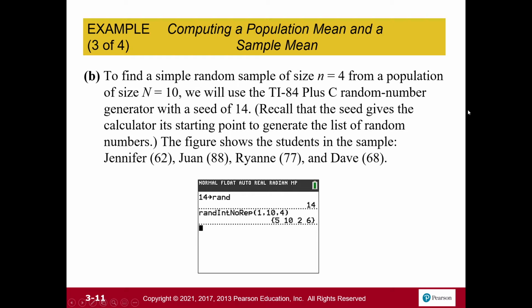Here's another way. Let's say we decided to find a simple random sample of size n=4 from a population of N=10. We could use the calculator with the seed of 14. And the seed gives the calculator a starting point when it's trying to generate a list of random numbers.